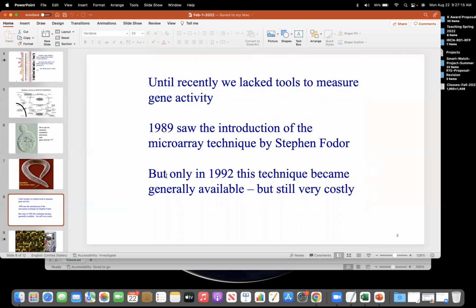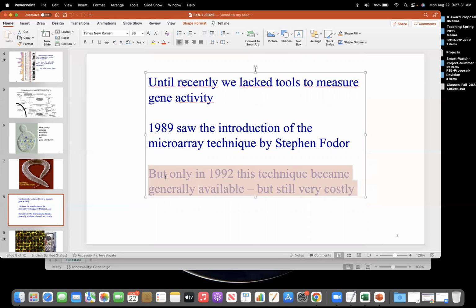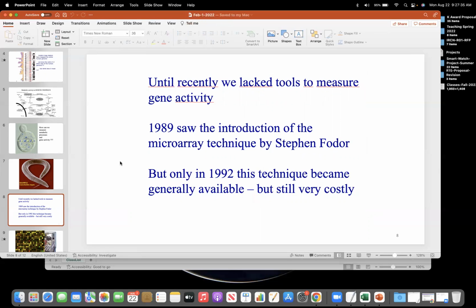So until recently, we lacked the tools to measure gene activity. In 1989, a technique called microarray was introduced by Stephen Fodder, and in 1992, this technique became commercially available, right? Now we are getting into the first technique of our bioinformatics subject, which is called microarray.